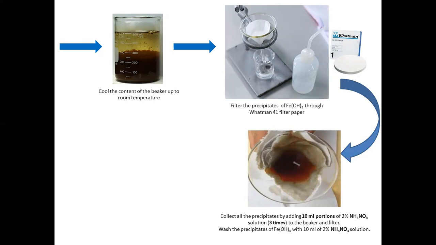So what you have to do here, you have to add 10 ml portions of ammonium nitrate NH4NO3 solution 3 times to the beaker and then filter. So this will help you to collect all the precipitates. Afterwards, you have to wash the precipitates of ferric hydroxide Fe(OH)3 with about 10 ml of 2% ammonium nitrate NH4NO3 solution.